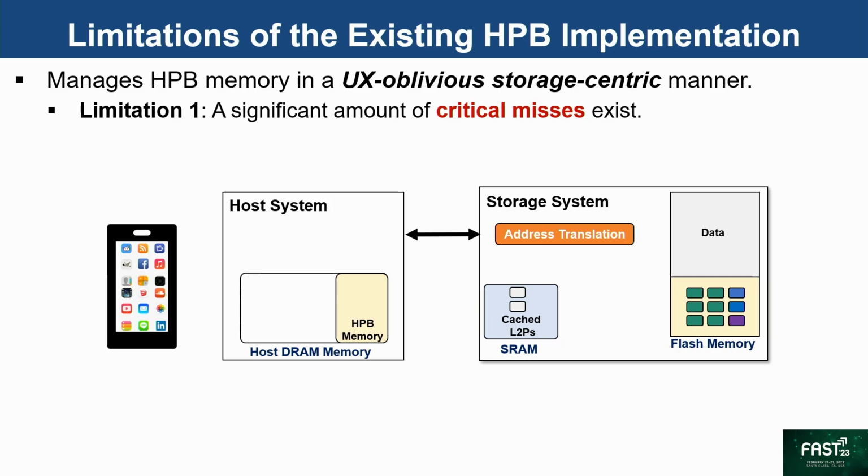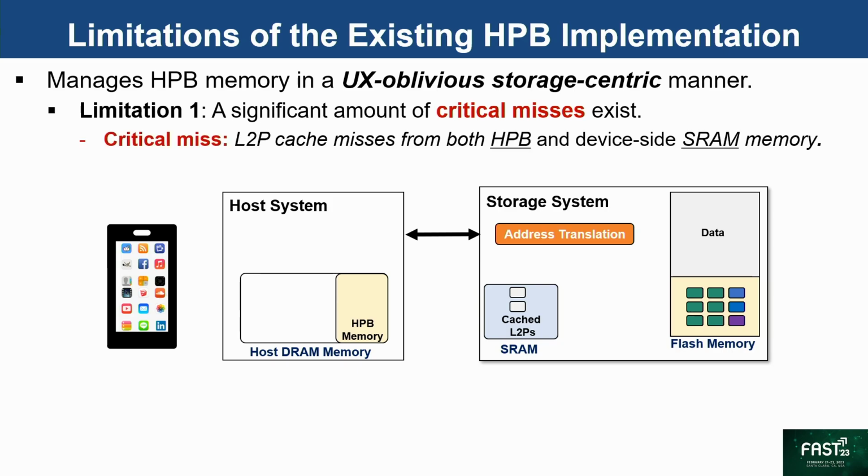Here we define a term, critical miss, as an L2P cache miss in both the HPB and the device-side SRAM, which results in an additional flash read operation to acquire the corresponding L2P entry. So whenever the host system issues a read request, it first looks up the HPB memory to check whether the corresponding physical address is cached or not.